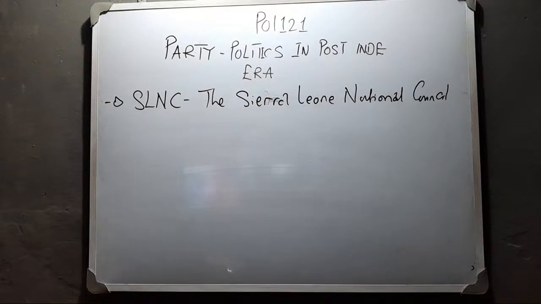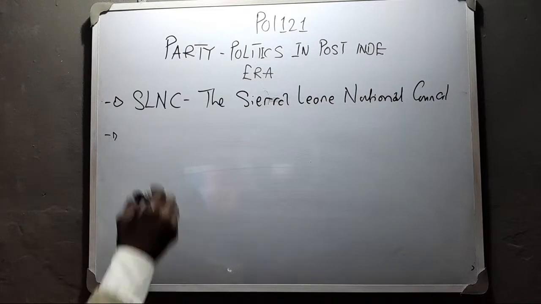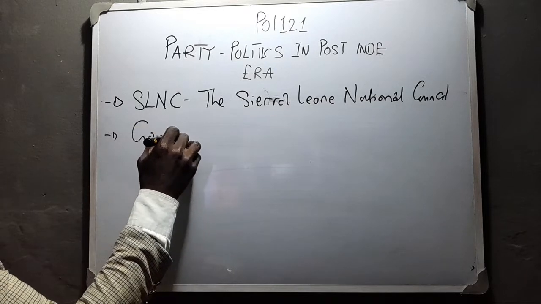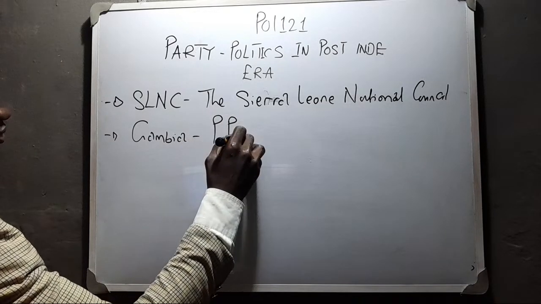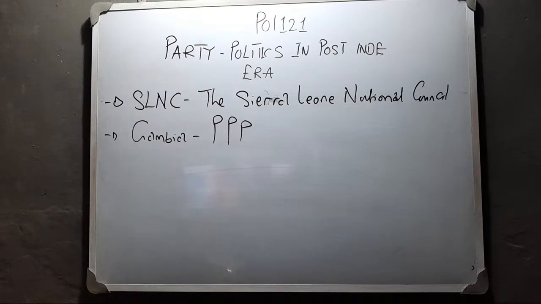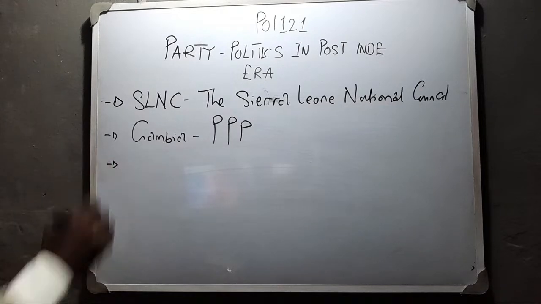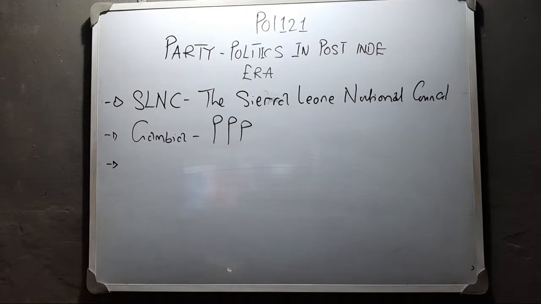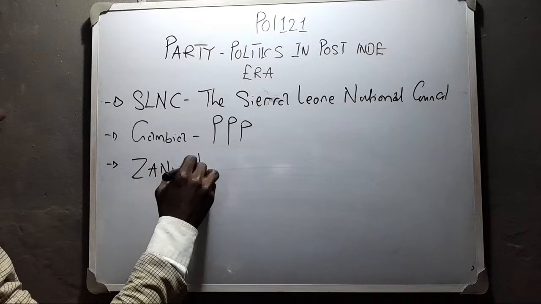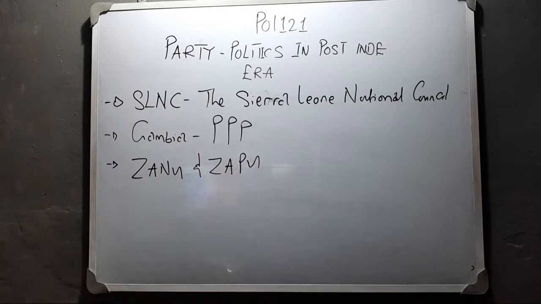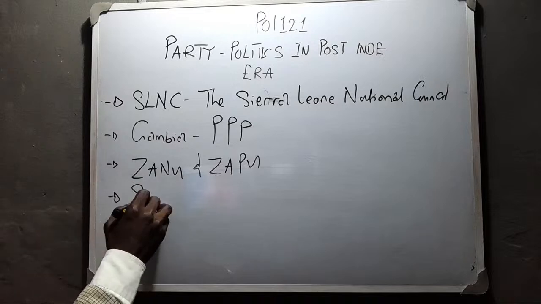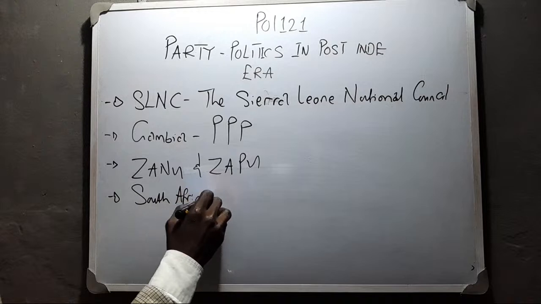Now in Gambia, we have the People's Progressive Party, the PPP. In Zimbabwe, we have the ZANU and the ZAPU. In South Africa, we have the ANC.